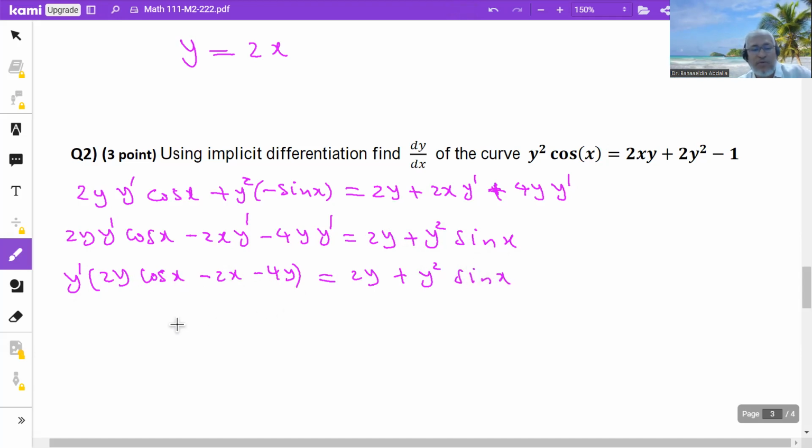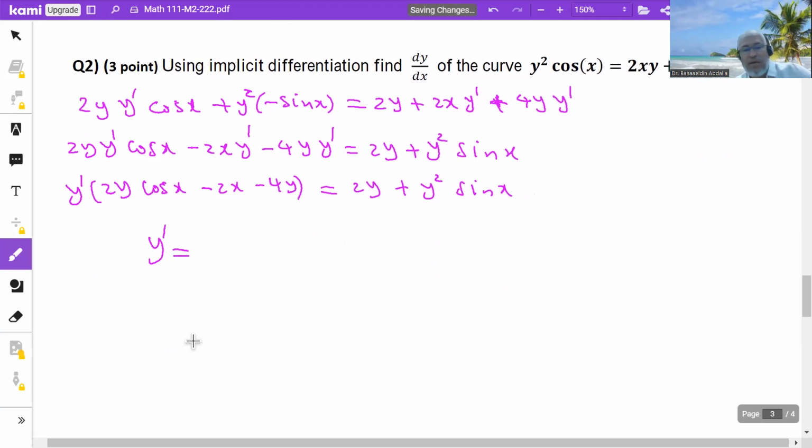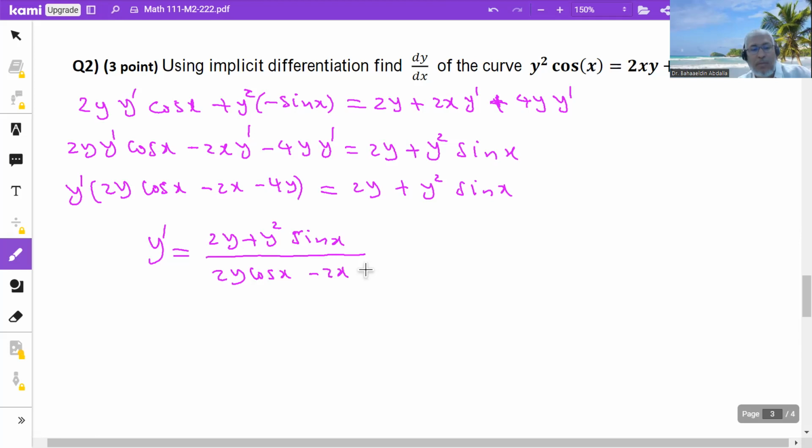And the final step would be to find y prime or dy by dx by dividing what you have in the right-hand side over the coefficient of y prime. So that's the answer.